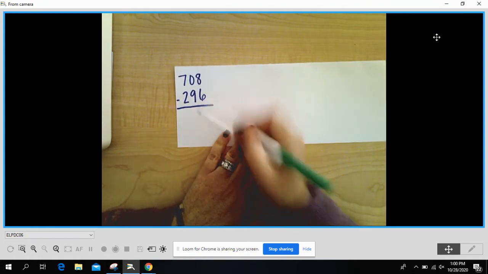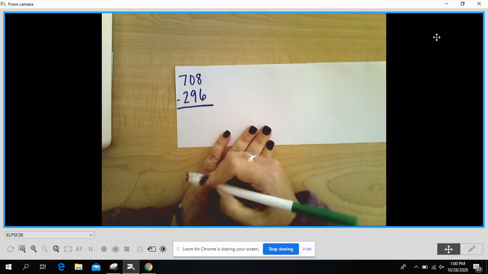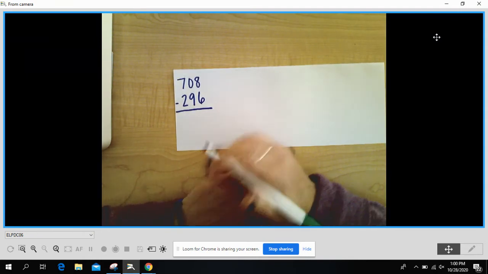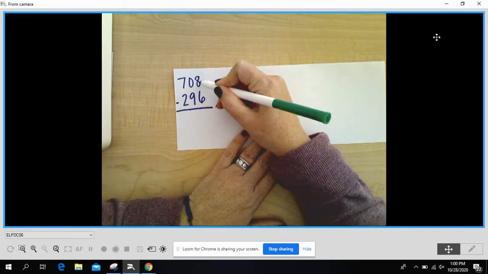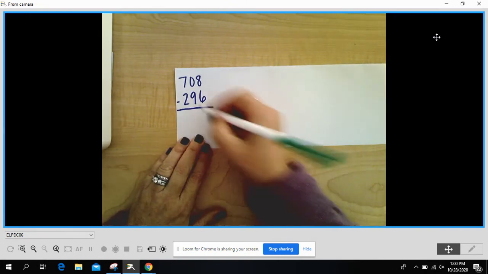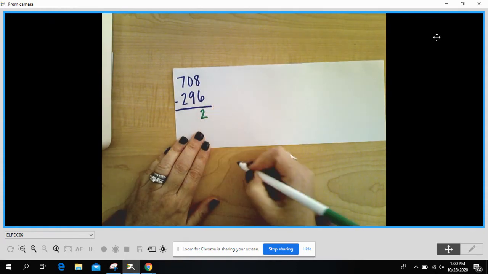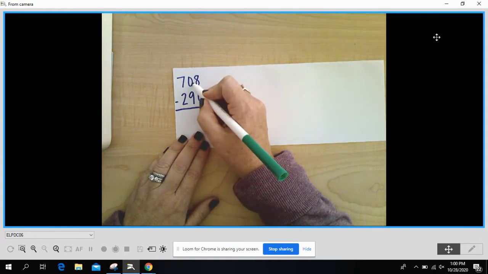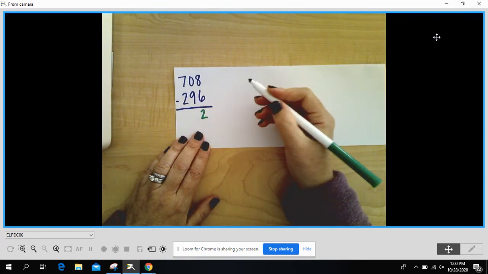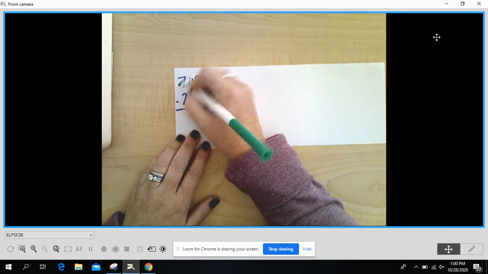So my ones place is telling me 8 minus 6. Do I need to regroup for that? I definitely don't, do I? No, 8 is a greater amount than 6, so I can do that subtraction. 8 minus 6 is 2. I'm here in my tens place, which is 0 minus 9. I don't have enough to do that, so I borrow from here.